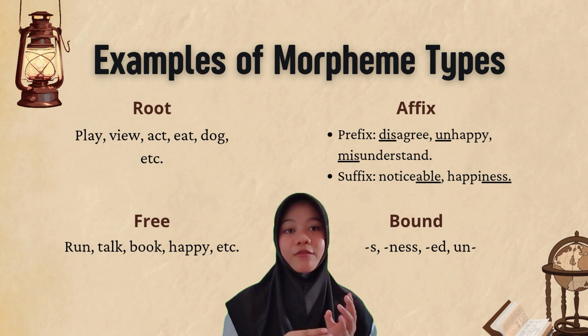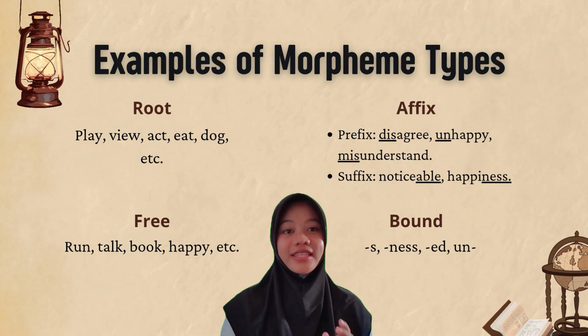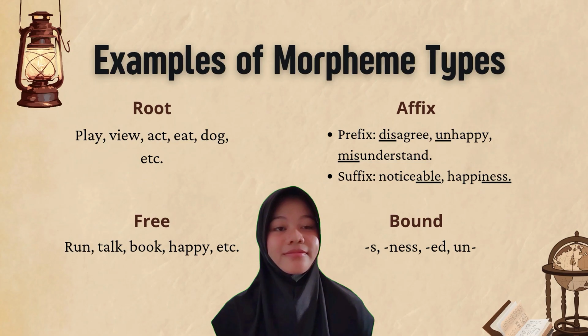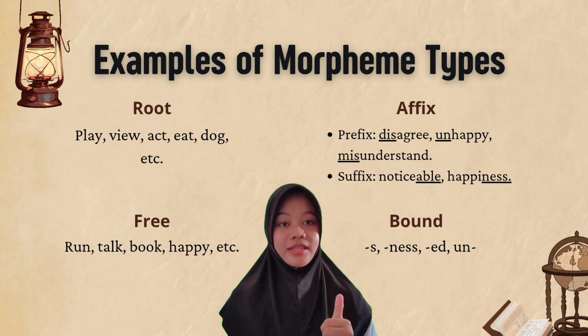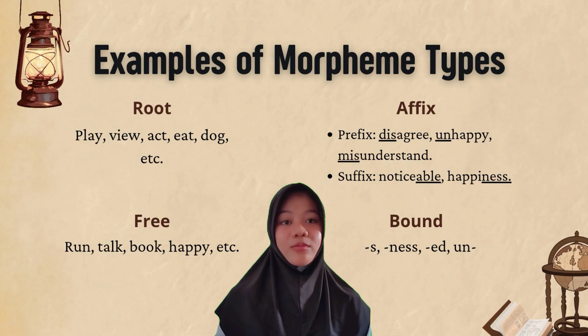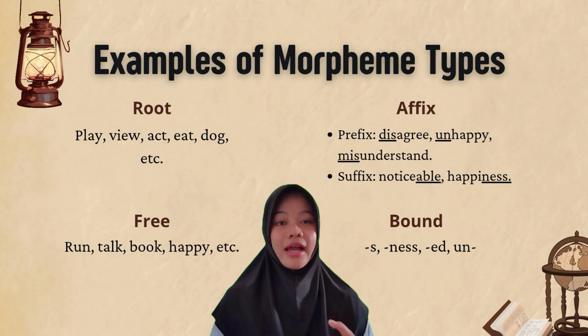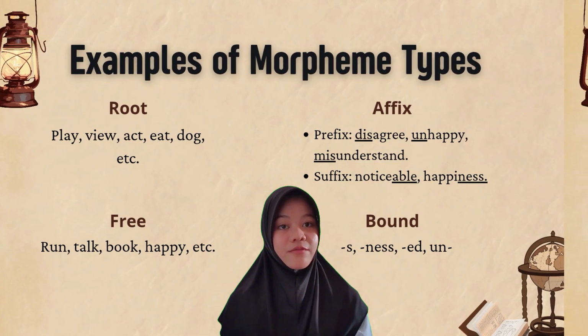The example of prefix is un, in the word unhappiness. And the example of suffix is able, in the word noticeable. Fifth, the example of free morpheme is run. Sixth, the example of bound morphemes: un and ness. Un is a prefix, ness is a suffix.